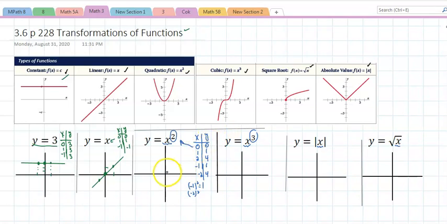If I plot these points, 0, 0, 1, 1, 2, 4. Negative 1, 1, negative 2, 4. If you connect this with a smooth curve, and why are you connecting this with a smooth curve? You only connect with a straight line when you have a linear equation, when the power on the variable equals exactly 1. This is no longer a 1. Any function that's not linear, you connect the graphs with a smooth curve, and there it is.